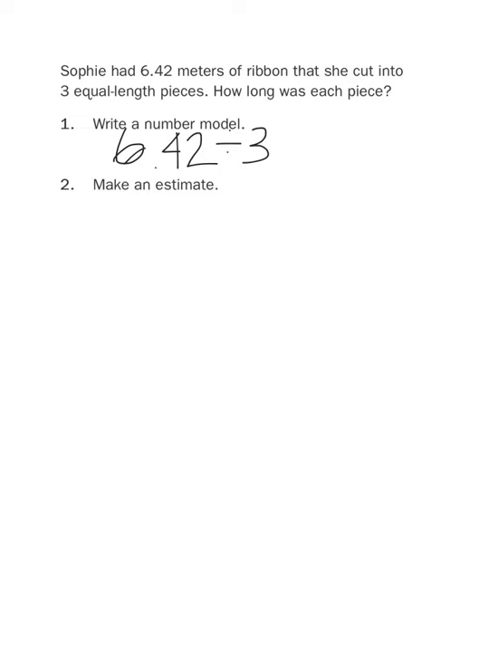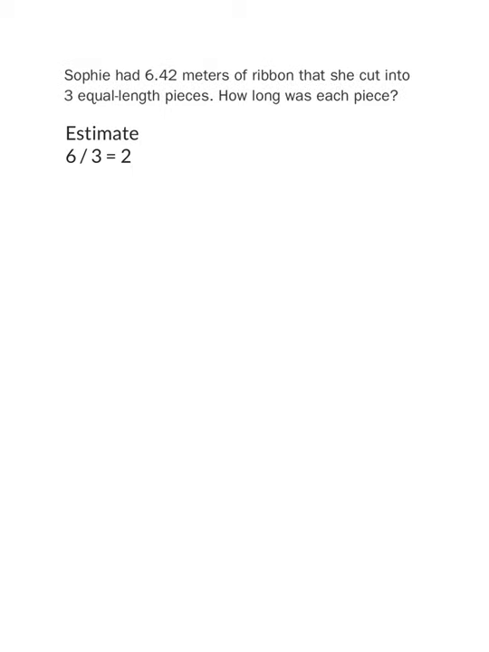Now I need to take that number model and make an estimate. And this one's pretty simple to make an estimate. I'm going to do 6 divided by 3 equals 2. So each piece of ribbon was about 2 meters long. So now I have to set up my problem like the decimal point isn't there. So I'm going to ignore the decimal point, and 6.42 meters is going to become 642, and I am going to divide that by 3.